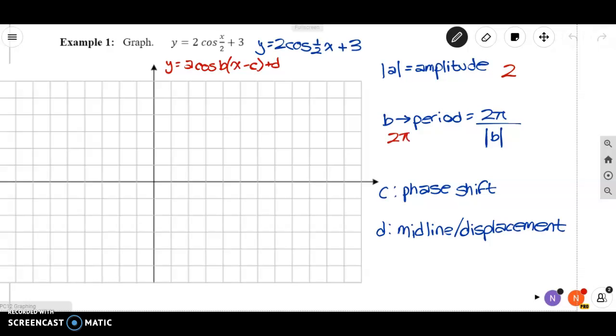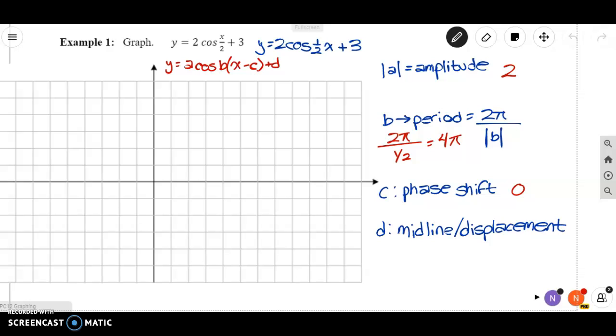by the absolute value of b. In our case, that's 2 pi divided by 1/2, so our period is equal to 4 pi. We know the graph is expanded horizontally by a factor of 2, so that kind of makes sense. We don't have a phase shift for this one, so that's kind of nice. We won't have to slide it left or right.